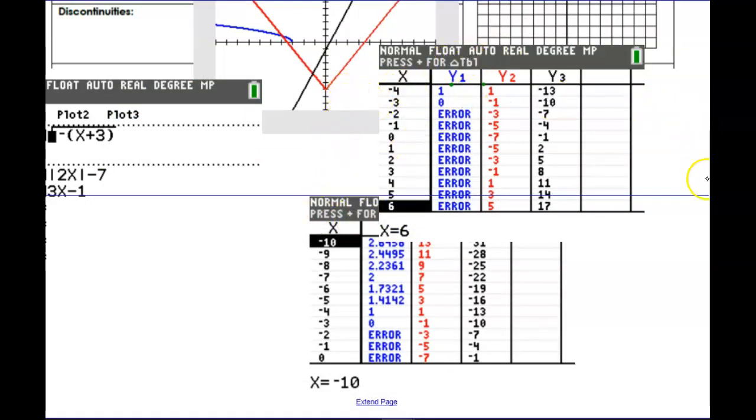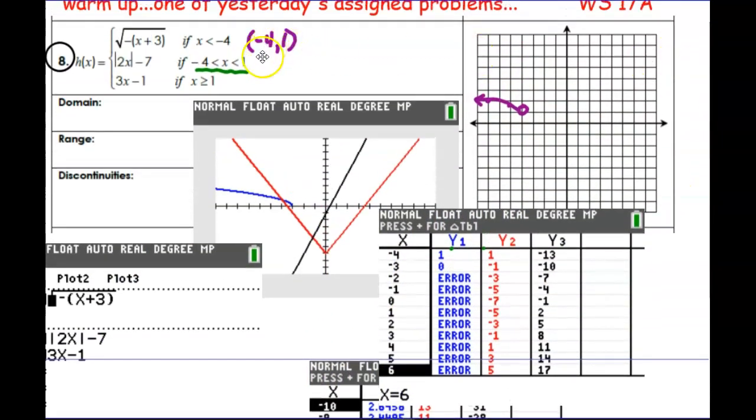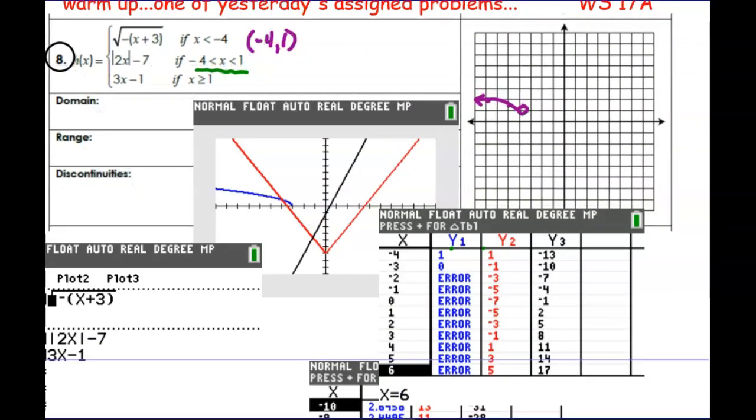So what does that mean for the graph if this one starts at -4, 1? This one also starts at -4, 1. What do I do to that point? I fill it in, okay? They're overlapping right here. So you just fill it in and keep going. You don't have to know that it was once hollow. It's now filled in. And then, does anybody know what the slope of this line is doing?